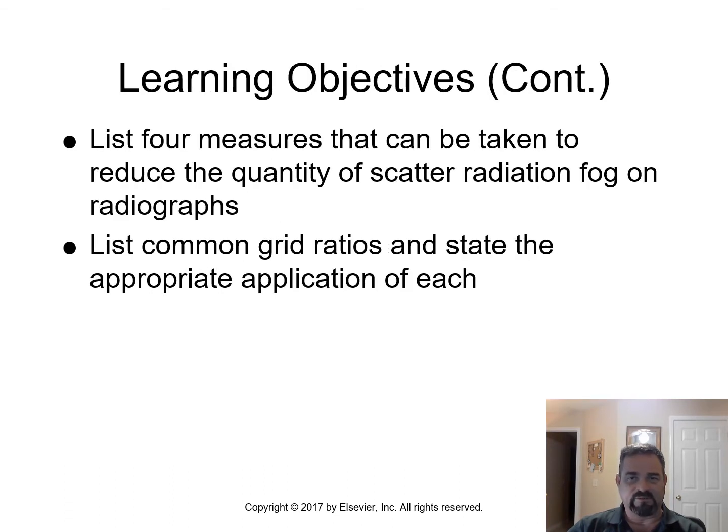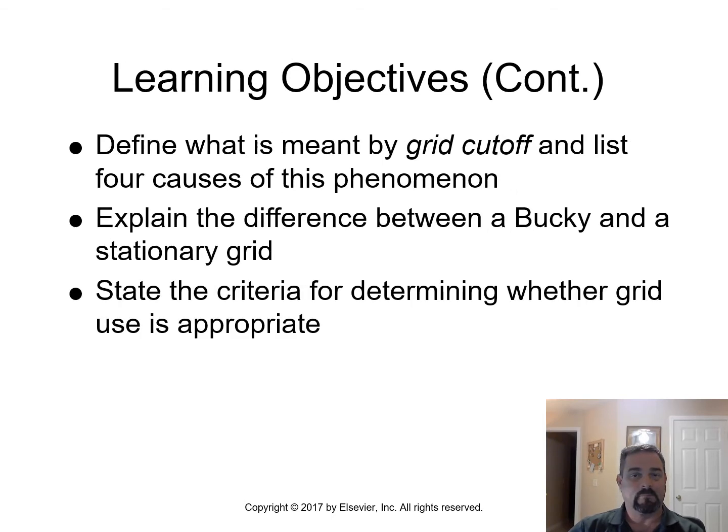We're going to list 4 measures that can be taken to reduce the quantity of scatter, and we're also going to list common grid ratios and state the appropriate application of each and how that helps us reduce the scatter radiation. We're going to define what's meant by grid cutoff, explain the difference between Bucky and stationary grids, and state the criteria for determining whether grid use is appropriate.